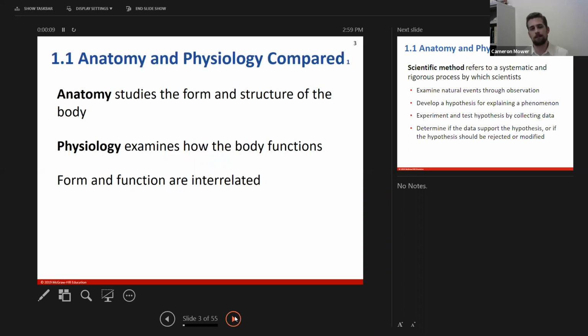So chapter 1, Anatomy and Physiology. What is anatomy and physiology? Well, I think most of us know what anatomy is. It's pretty easy. It's the study of the form and structure of the body. Physiology is a little bit different. So anatomy is just, here's the part. Here's what it looks like. Here's what the name of the part is. That's anatomy. It's just the parts.